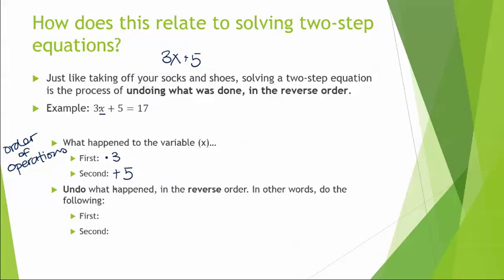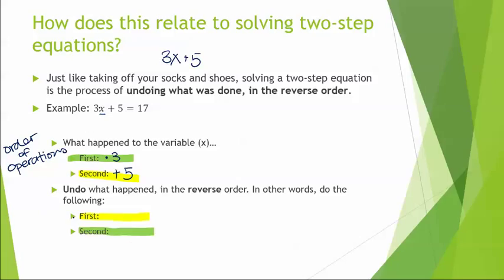Okay, we haven't actually done anything yet. All we're doing is we're identifying what's happening. So now let's undo what's happened in the reverse order, just like we would do with the socks and the shoes. We're going to undo multiplying by 3 and adding 5, but we have to flip them around in the order. Alright, so the first thing that happened, multiplying times 3, is the same thing that we're going to undo second. The second thing that happened, which was adding 5, is what we're going to undo first.